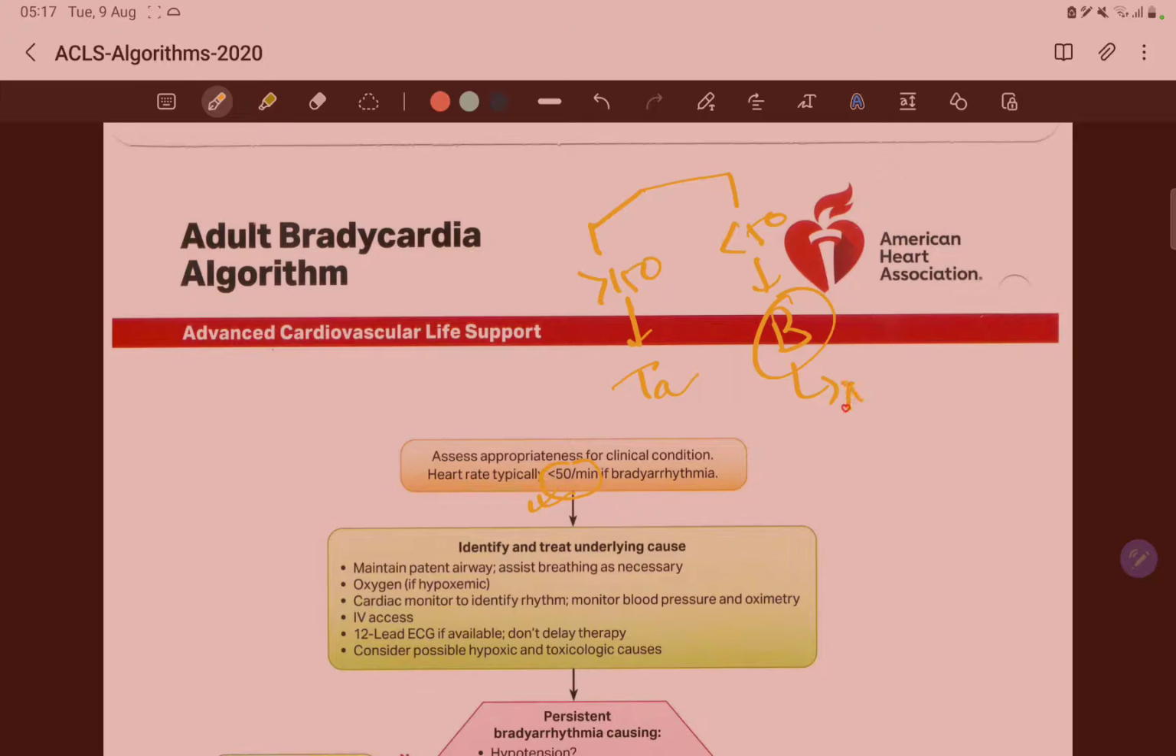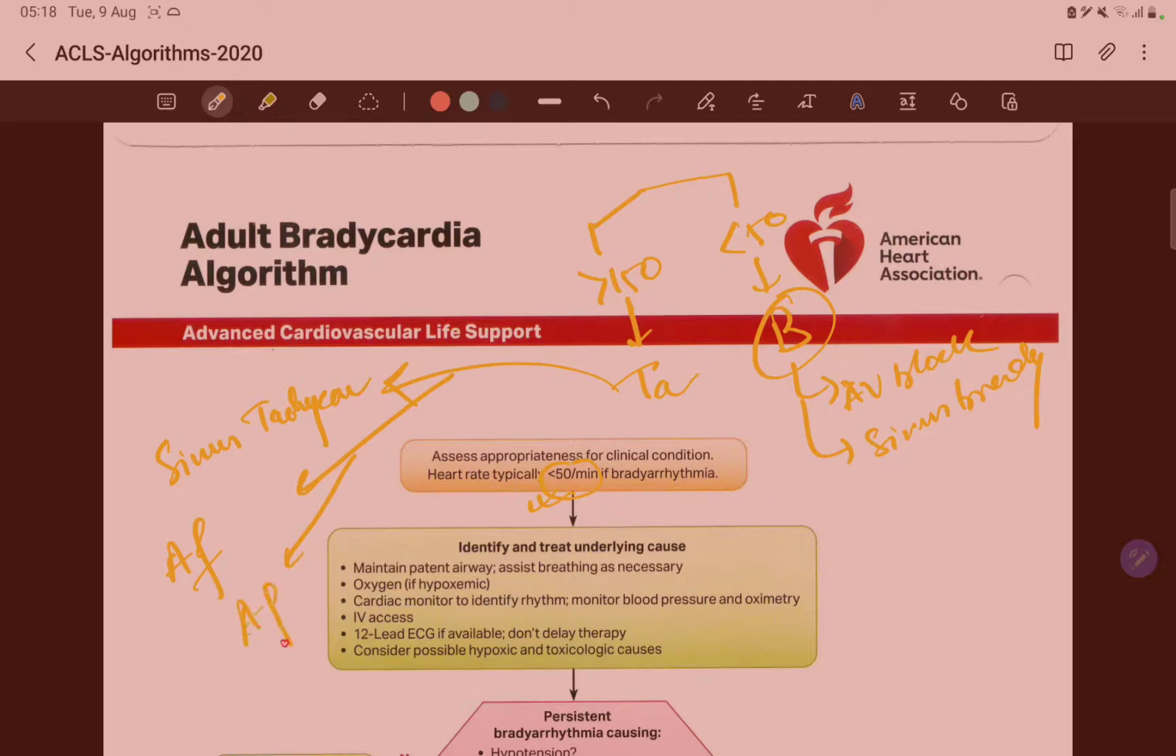In the bradyarrhythmias, we have AV blocks and sinus bradycardia. These are the differentials. In the tachyarrhythmias, we have sinus tachycardia, atrial fibrillation, atrial flutter, ventricular fibrillation, and ventricular tachycardias.